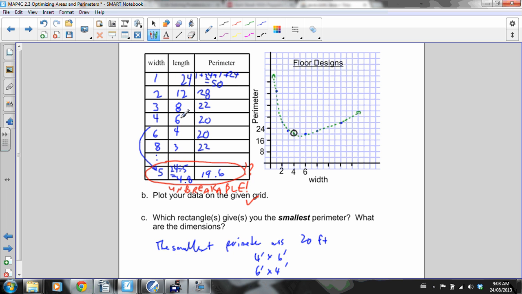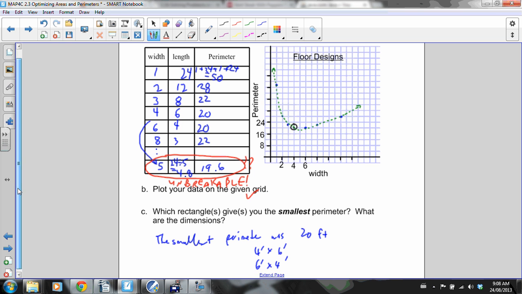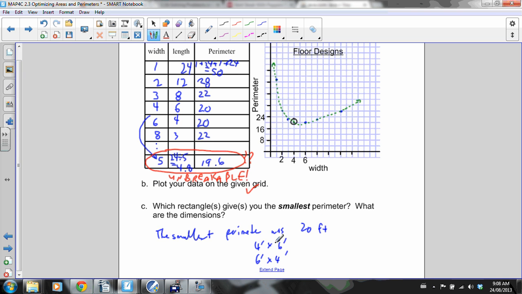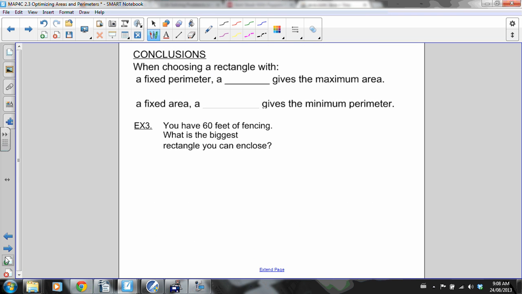We can try and find the best perimeter, and we get something that looks like this. Notice that if we keep messing around with the numbers, we try and make a square, these ones don't give you a square, right? You can't make it 5 by 4.8, even though that looks like it's around the best perimeter. So the smallest perimeter was 20 feet, which is 4 by 6 or 6 by 4. And notice how close to a square that is, and that's the best shape.